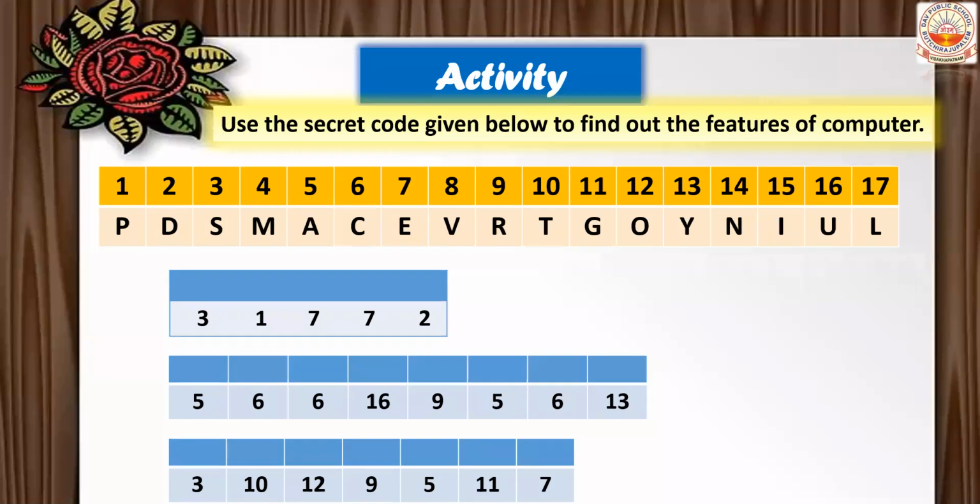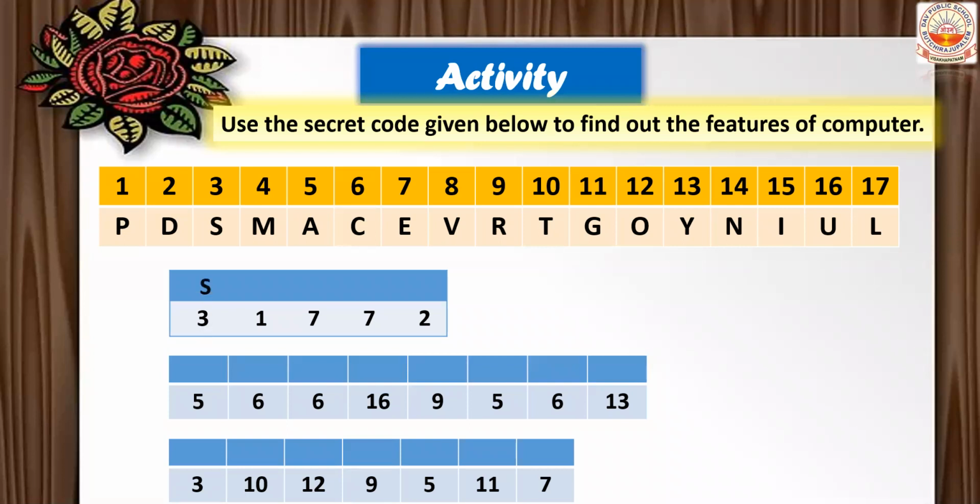Okay, now. See here, for number 1, the letter P is given. 2, D is given. For 3, S is given. So you have to use this code and you have to find out the features. Okay. So now let us start the first one. The first one is number 3. So which letter is there in the 3?